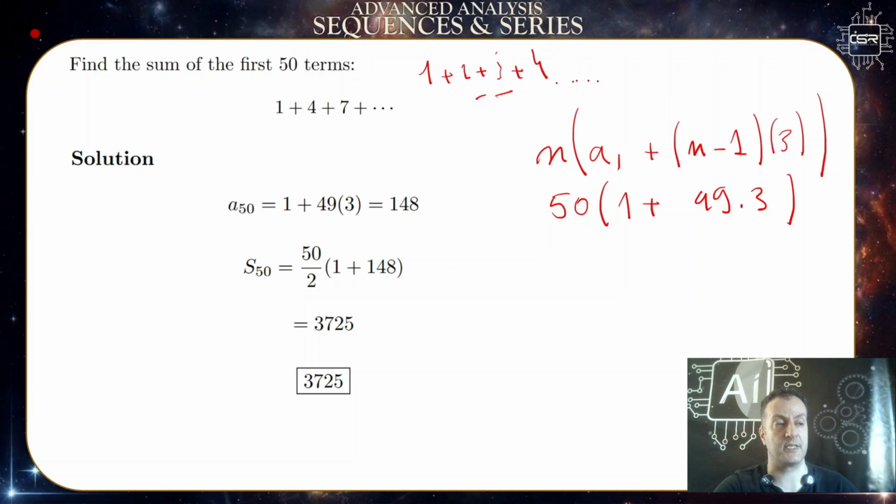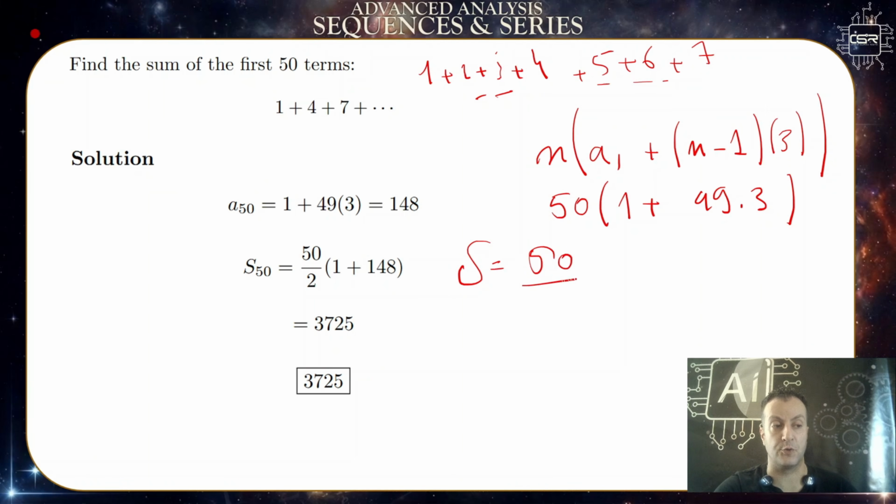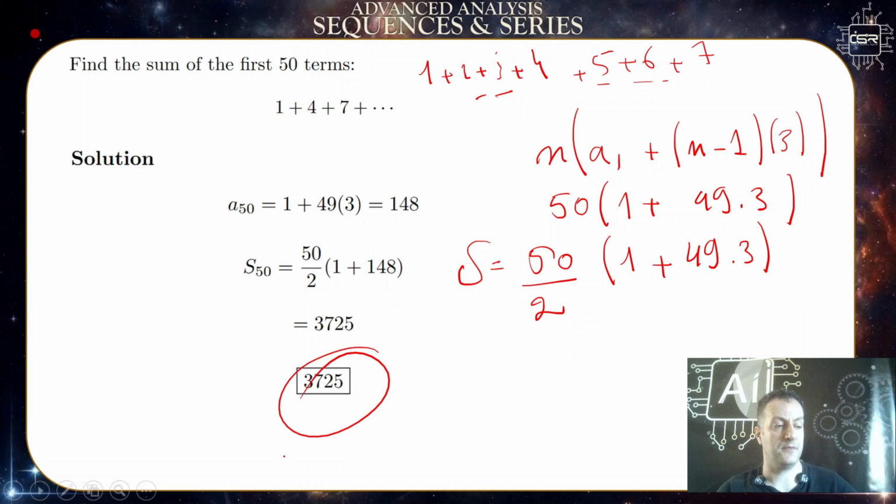Okay, 2 and 3 are missing. Plus 5 plus 6 plus 7. So half of the values are missing. Hence, the sum in such a case is 50 over 2, which is half of the values available, multiplied by 1 plus 49 times 3, 3725.